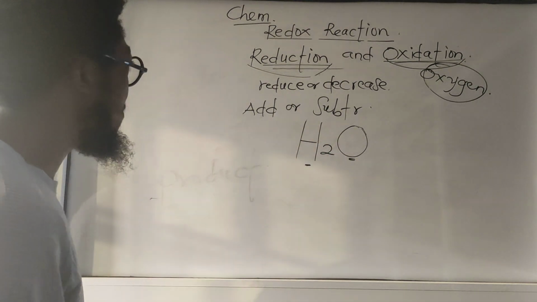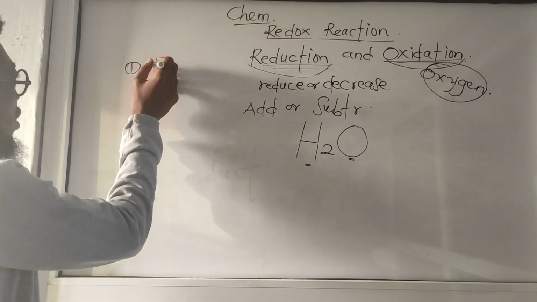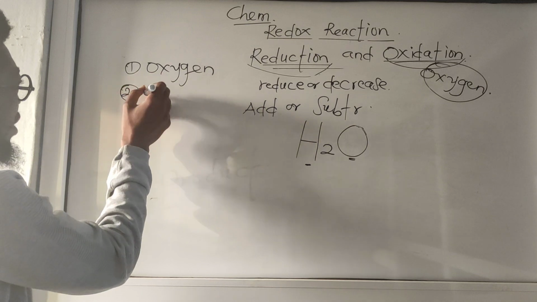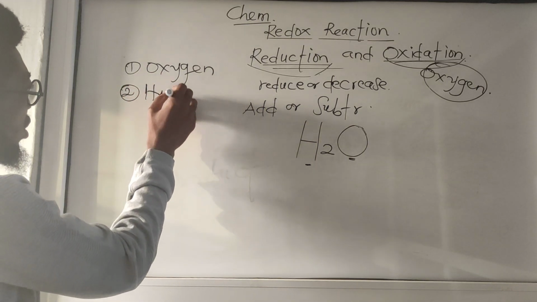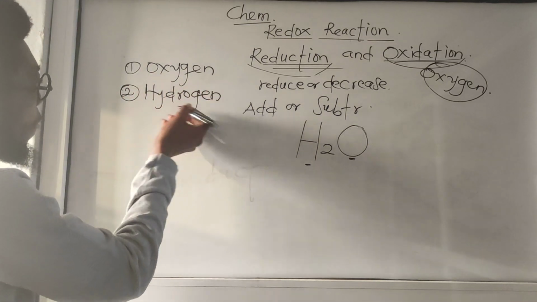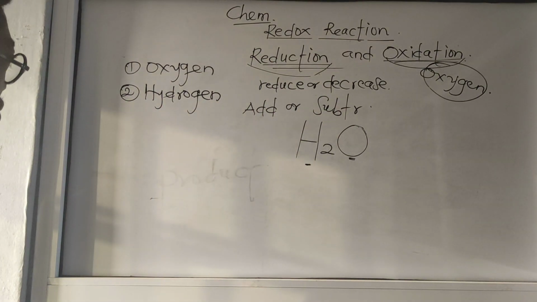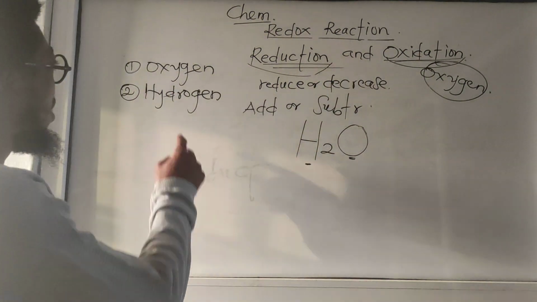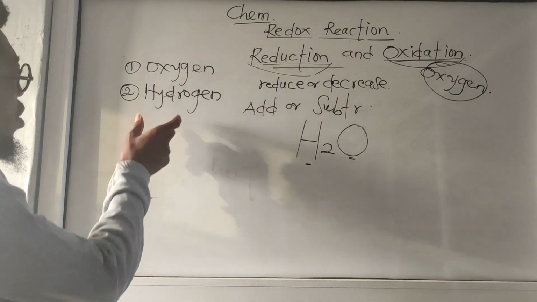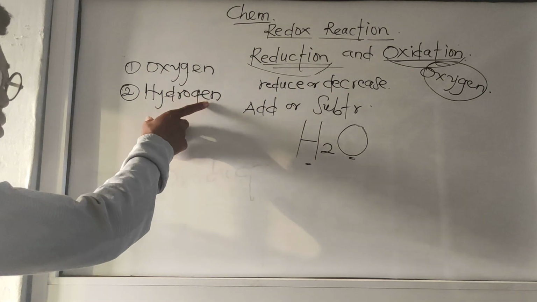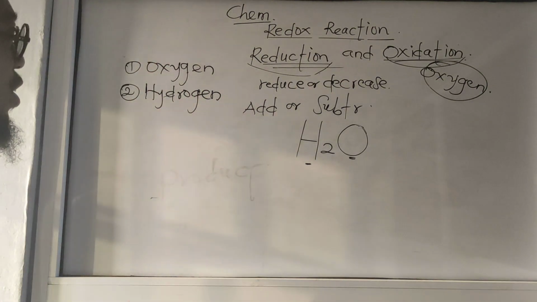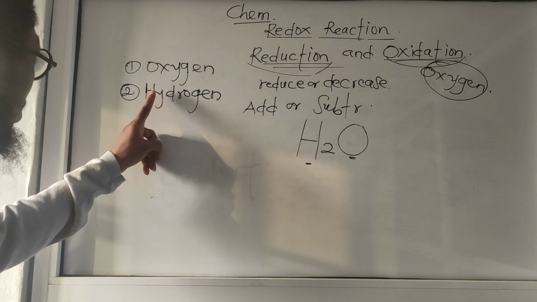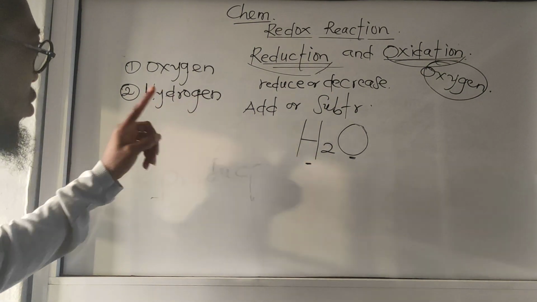So therefore, if I have defined number one, oxidation in terms of what? Oxygen. Then I should also be able to define it in terms of what? Hydrogen. Whatever oxygen is doing, hydrogen should do the opposite. That's okay, right? So that means that if I want to define oxidation in terms of oxygen, what do I say? Addition of oxygen. So that means if I want to define oxidation in terms of hydrogen, I'm going to say the opposite of oxygen. And that will be what? Removal of hydrogen. So in terms of hydrogen, oxidation can be defined as the removal of hydrogen.